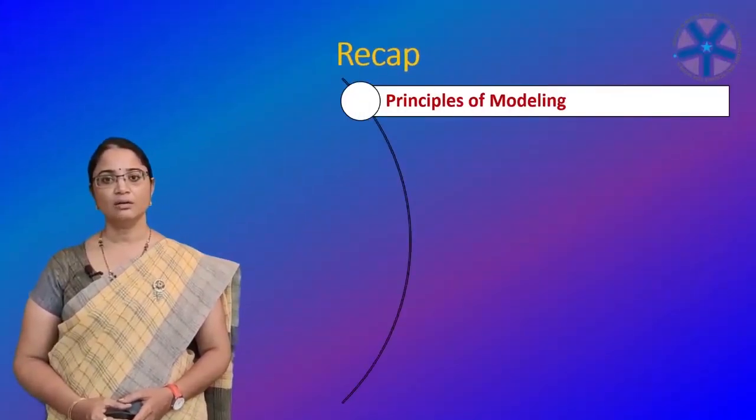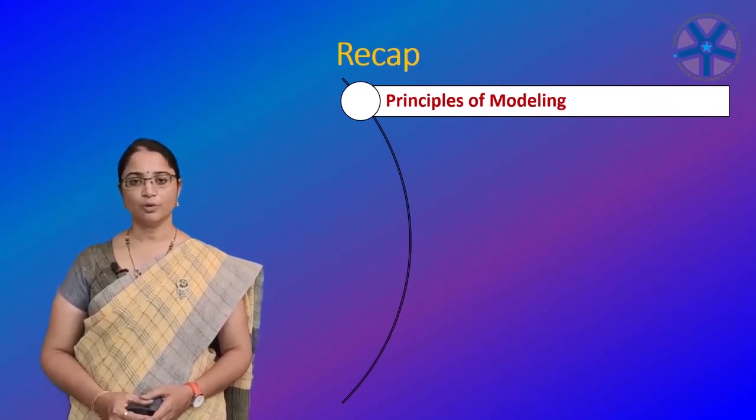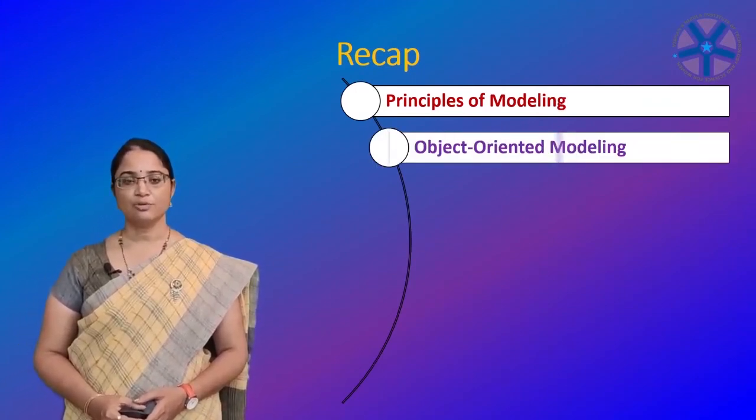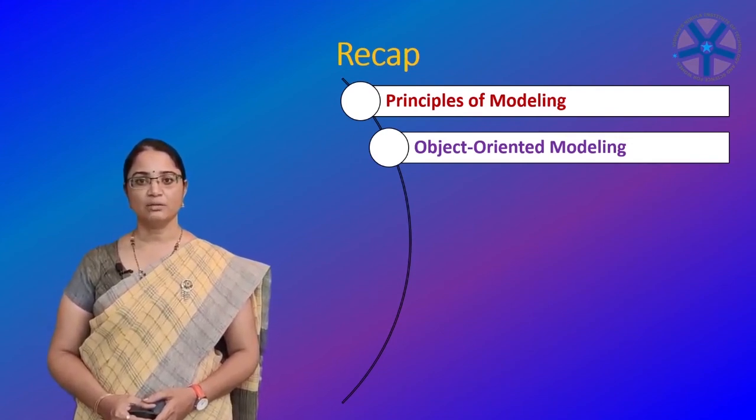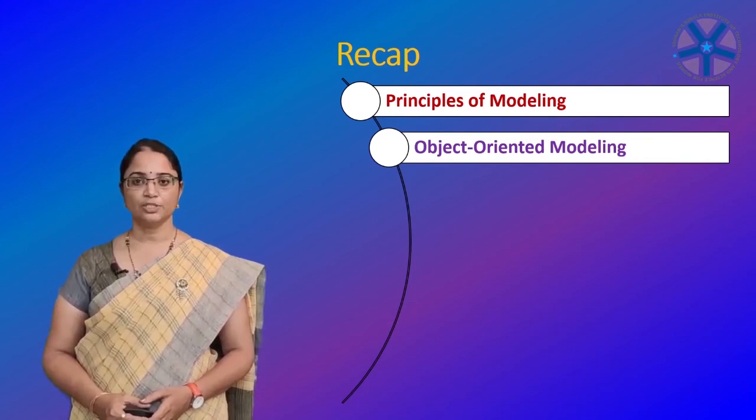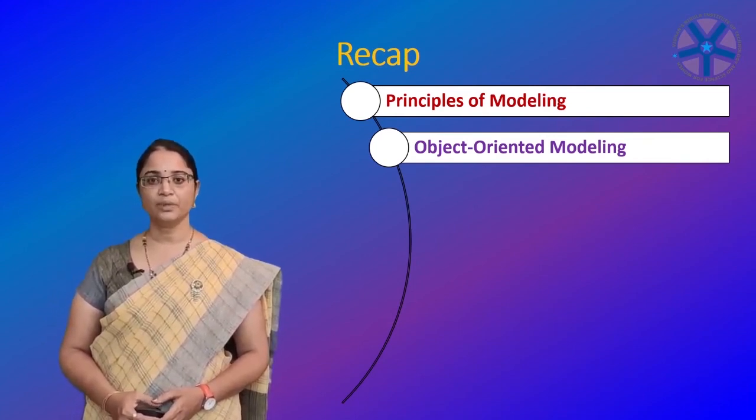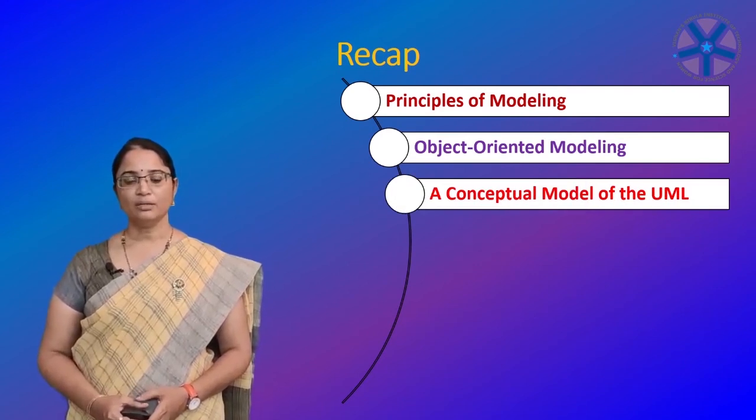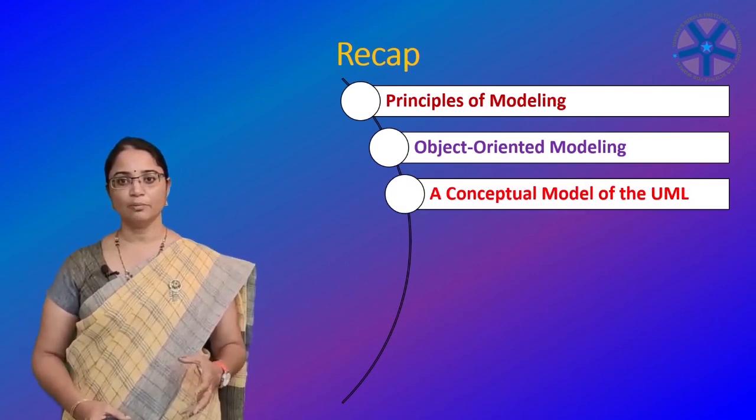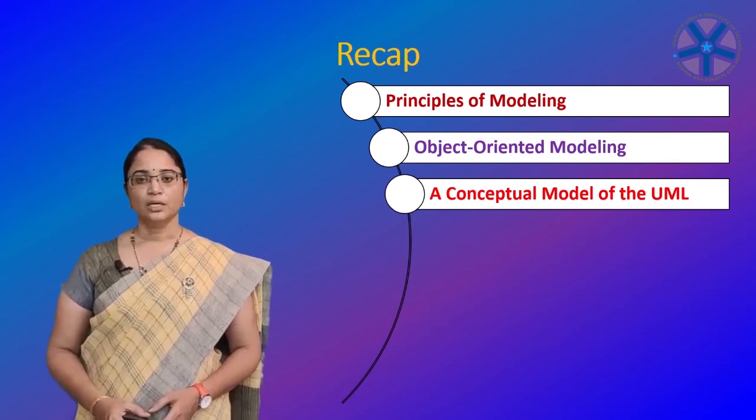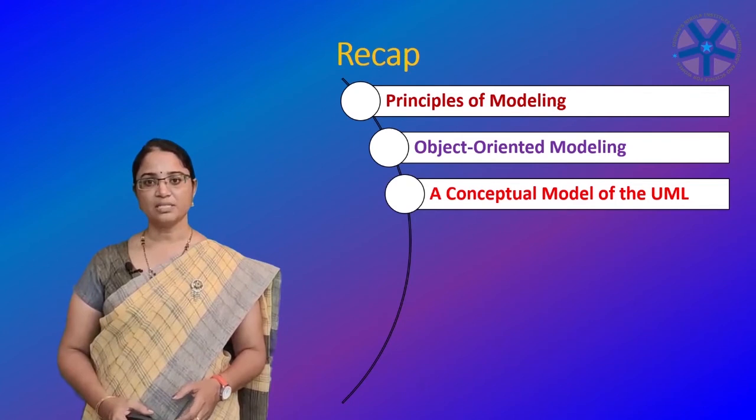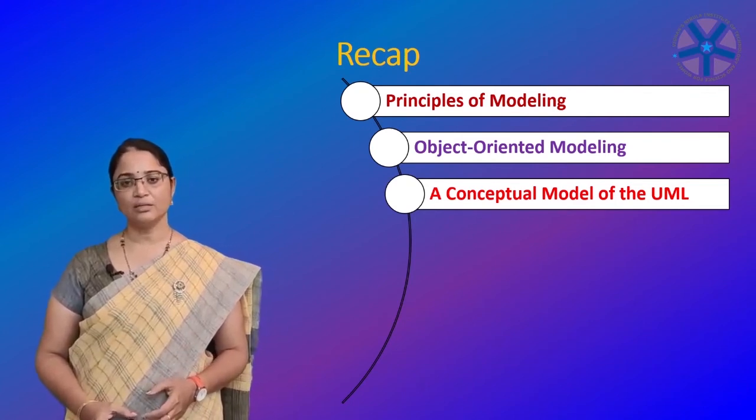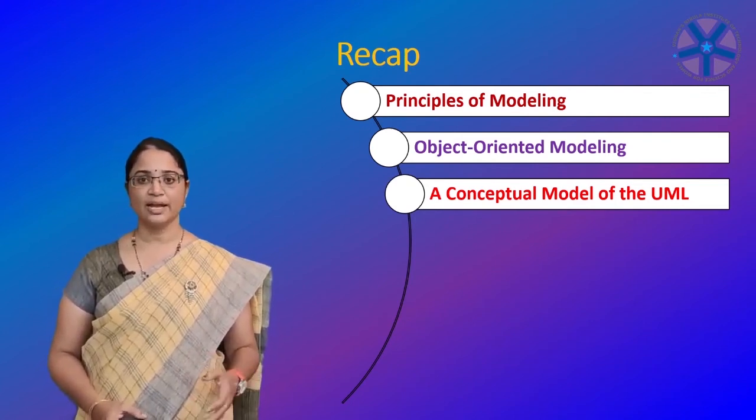We have seen the principles of modeling. In that we have seen 4 points. Next we have seen object-oriented modeling. The two most common ways are from an algorithmic perspective and from an object-oriented perspective. That's what we have discussed here. A conceptual model of the UML. Here we have discussed the building blocks of the UML. In the building blocks of the UML, we have seen the vocabulary of the UML encompasses 3 kinds of building blocks. Those are things, relationships and diagrams.